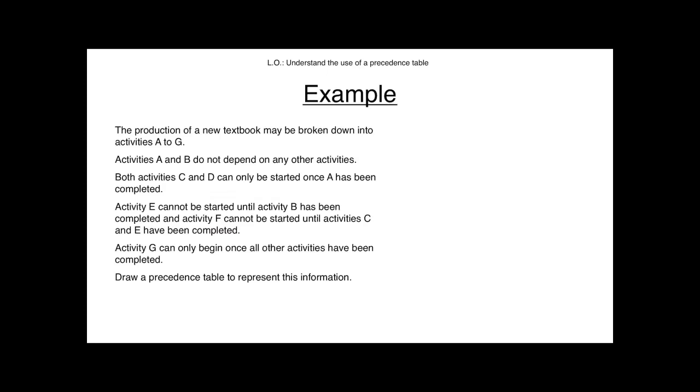So here we have an example. The production of a new textbook may be broken down into activities A to G. A and B do not depend on any other activities. C and D can only be started once A has been completed. Activity E cannot be started until activity B has been completed, and F cannot be started until activity C and E have been completed. And finally, activity G can only begin once all the other activities have been completed. Draw a precedence table to represent this information. Let's go back to the board to do this.